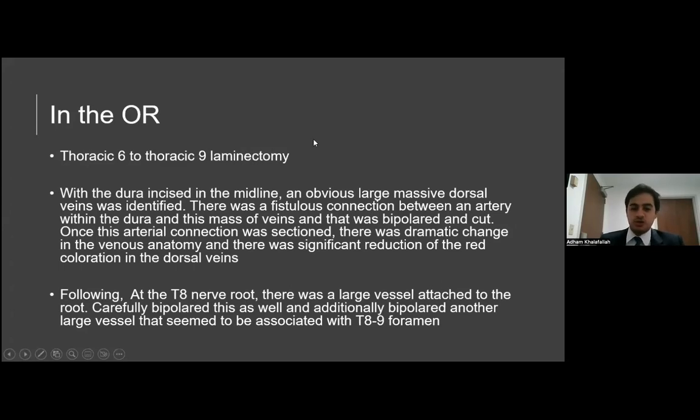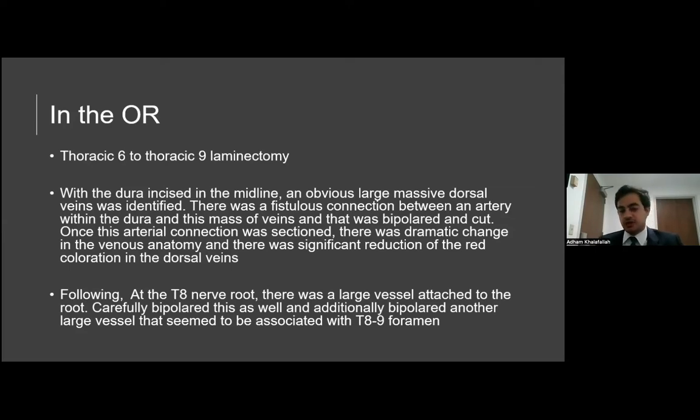Once the dura was incised, the obvious large, massive dorsal veins were seen. And then you can see the fistula's connection between an artery within the dura and the mass of veins. So they bipolar and cut this fistula, and then a dramatic change is seen in the venous anatomy with significant reduction of the red coloration of the dorsal veins.